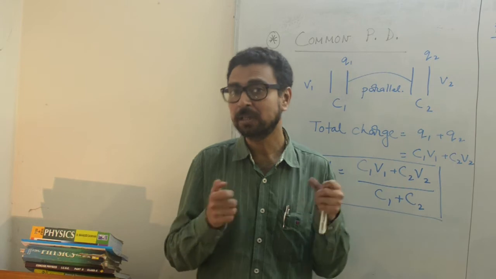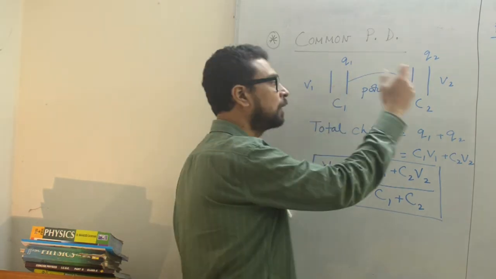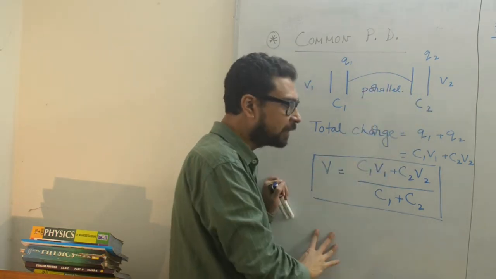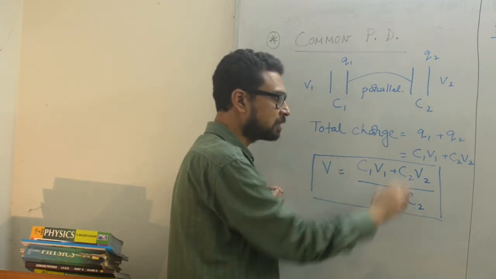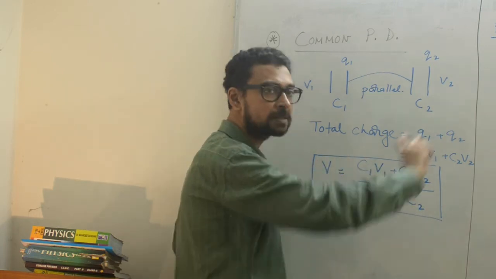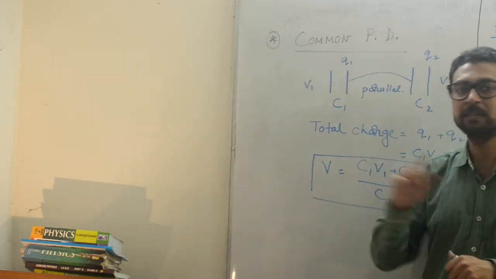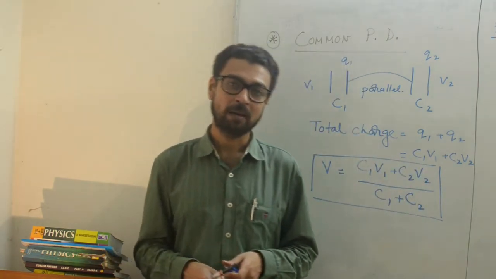And even to find out the energy loss. Energy loss is nothing. You have half C1 V1 square here, you have half C2 V2 square here, which is the total initial energy, and the final energy will be half into C1 plus C2 into V square, that means this whole square. And if you get the difference between the initial energy and the final energy, you will easily get the energy loss that you have to calculate.